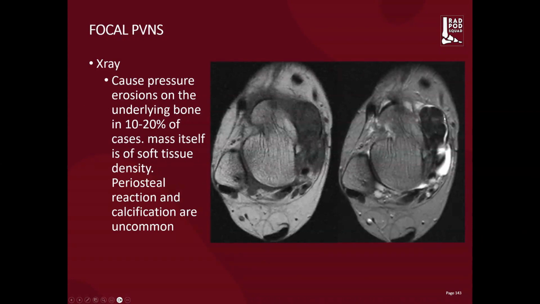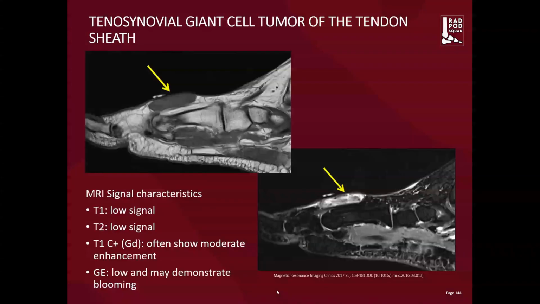Notice the blooming that's occurring in this lesion from T1 to the out of phase T2. Tenosynovial giant cell tumor of the tendon sheath. Here's another example. MR signal characteristics include areas of low signal on T1 and T2 weighted imaging. Post contrast, it may show moderate enhancement, but on gradient echo, we're looking for that blooming. We're looking to demonstrate that low signal intensity as seen here in this gradient echo image.